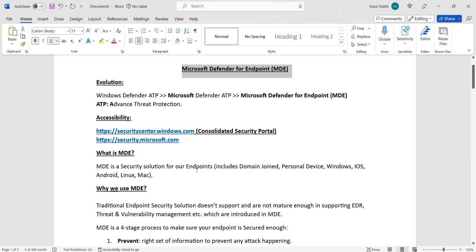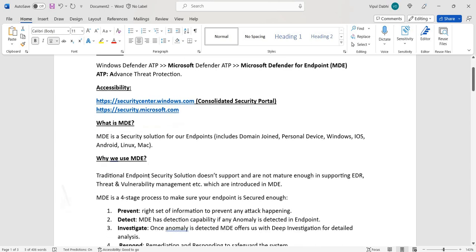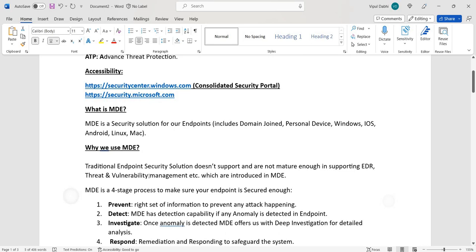MDE is a security solution for our endpoints. It includes domain-joined and personal devices, Windows, iOS, Android, Linux, and Mac. So basically we have these endpoints where our workloads are running, but we need a consistent understanding of the signals, telemetry, and behaviors these machines are showing. This is important to keep things in control and secure. That is the purpose MDE serves. It deploys a sensor, and with that we get telemetry out of these systems, which you can analyze or get insights and alerts from, based on some anomaly.